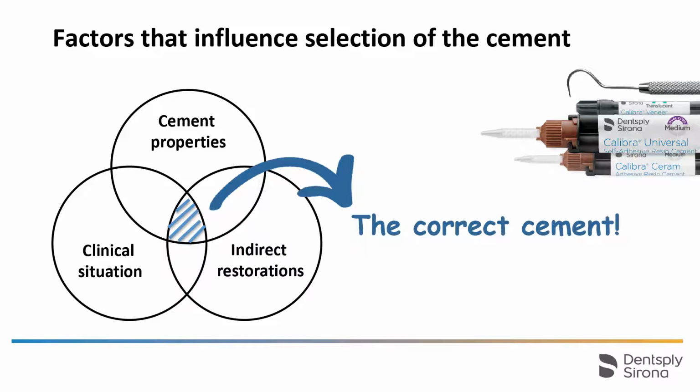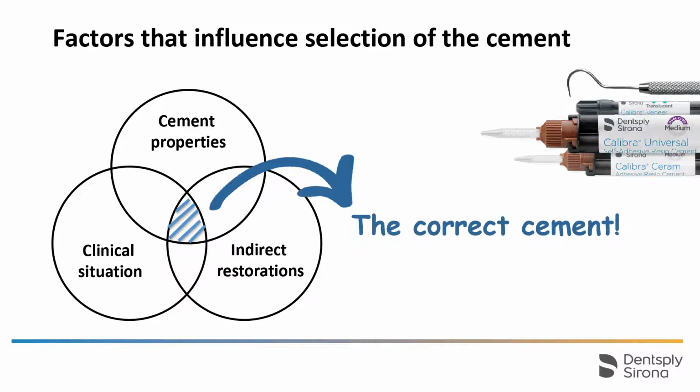The choice of cements depends on three important factors. Firstly, on the properties of the different cements. Secondly, on the individual clinical situation. Thirdly, on the restoration, or more precisely, on the material used for fabricating the restoration. The choice of cement is derived from the interplay of these three factors.